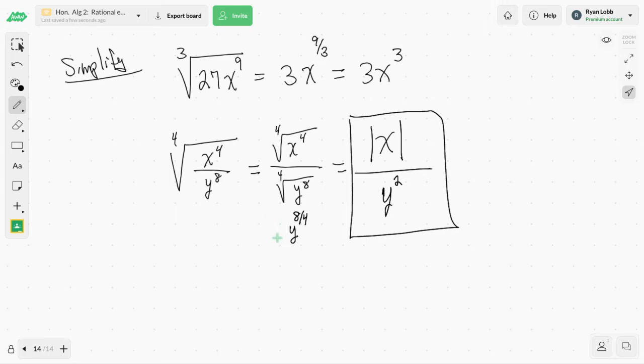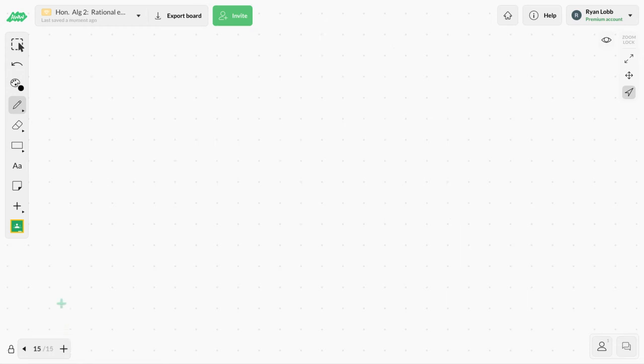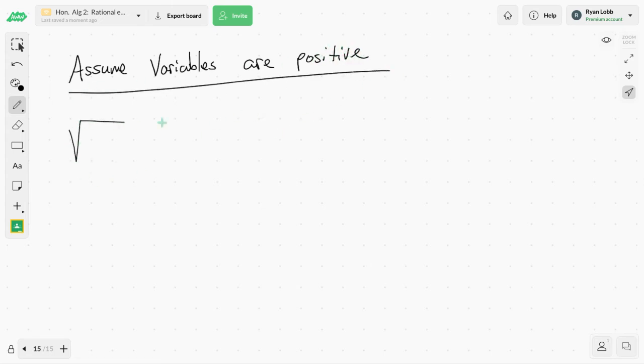And then let's do maybe one more of those. How about this one? And this one we'll assume variables are positive. So now we're not going to worry about absolute values, since we're told to assume the variables are positive. So let's simplify the fifth root of 4a to the 8th, b to the 14th, and c to the 5th.